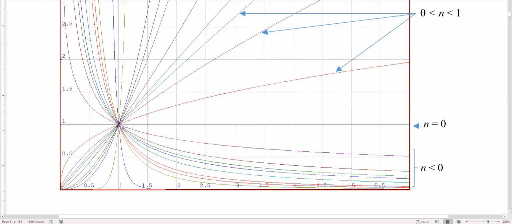Notice they cross over each other here at (1, 1), and between 0 and 1, they're exactly backwards. The negative powers are the high ones here, with the lowest one here being the highest one here, and the next to the lowest one here being the next to the highest one here, and so forth. And the lowest one here is the highest one over on this side. So they reverse order. Here the higher powers are down at the bottom, and the lower powers are up above here.